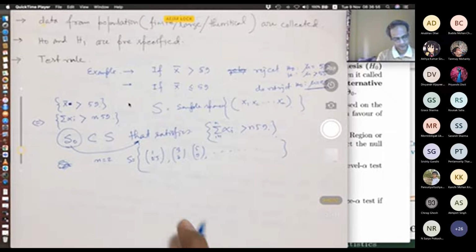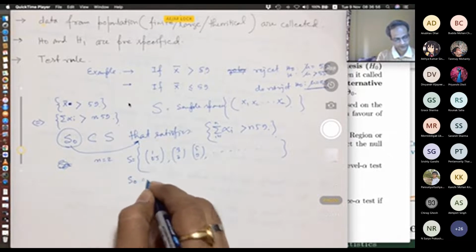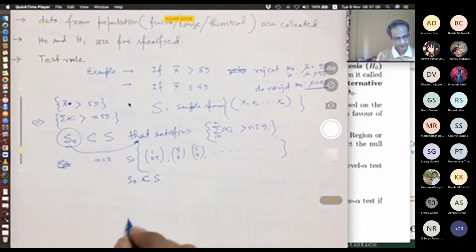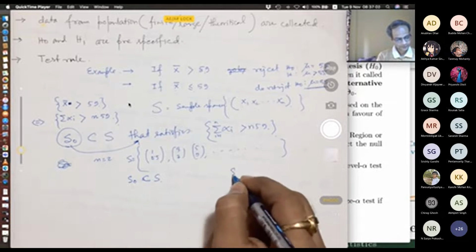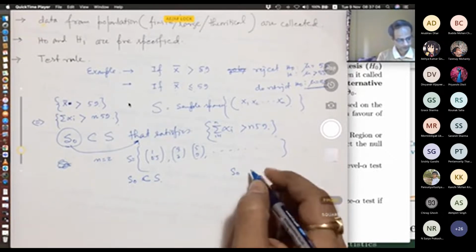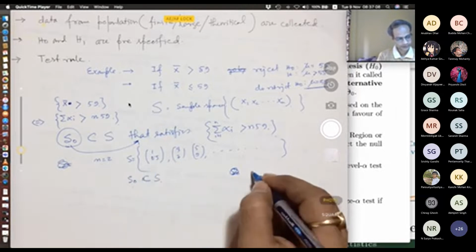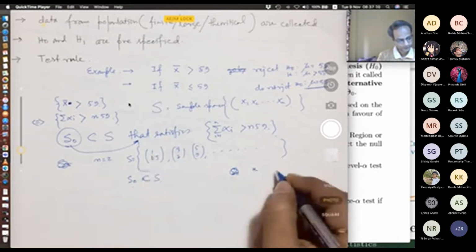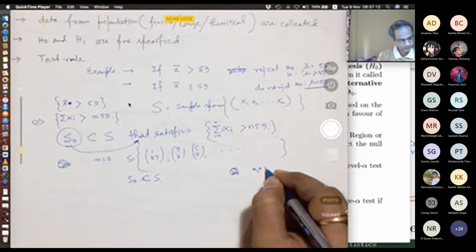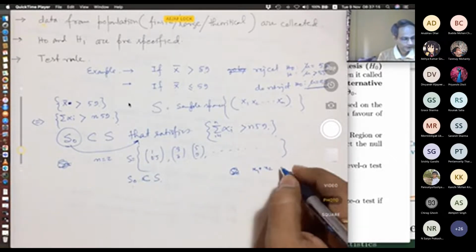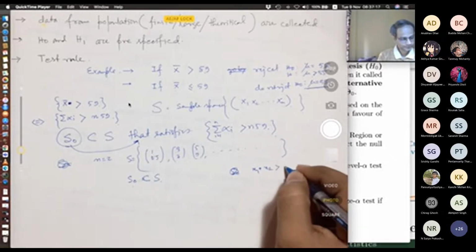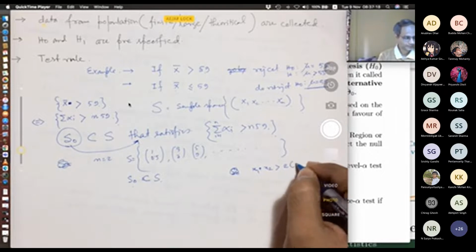Is it okay? Now S naught is a subset of S such that if you take the values from S naught, then say x1 plus x2 will be greater than 2 times a certain number, say 2 times 3.1.